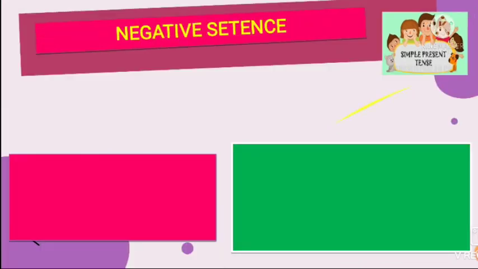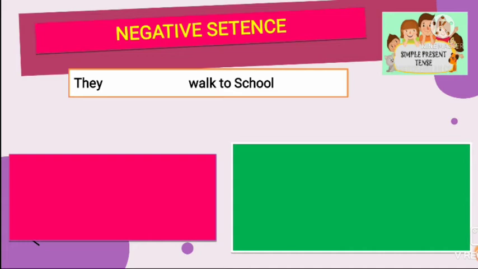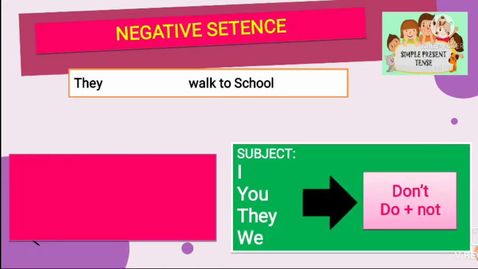And now the negative sentences. For the negative sentences, for I, you, they, we, we add the word do not, or we say don't. So they don't walk to school. I don't walk to school. You don't walk to school. We don't walk to school. Get it? For the subject I, you, they, we, we use do not.